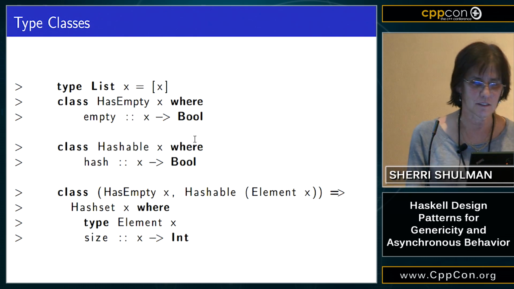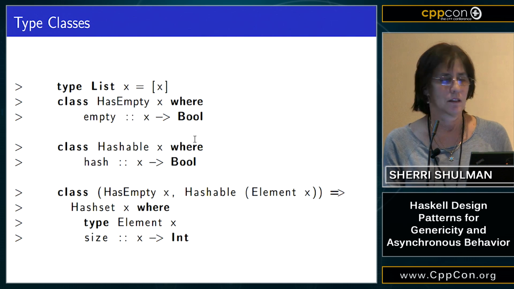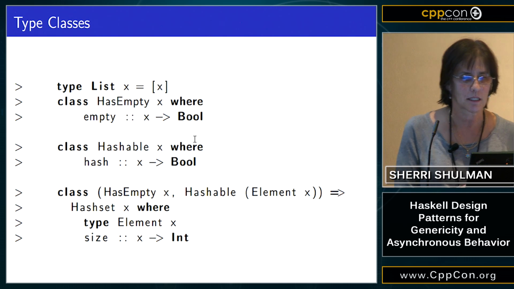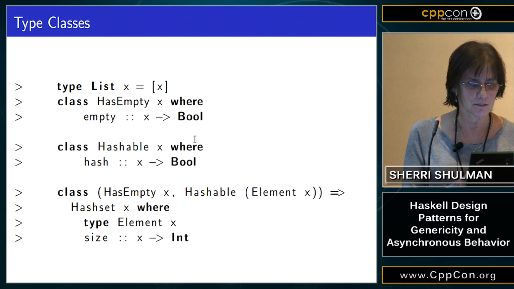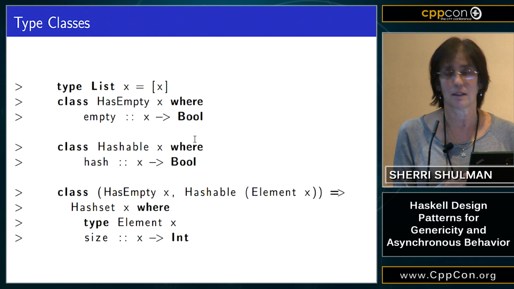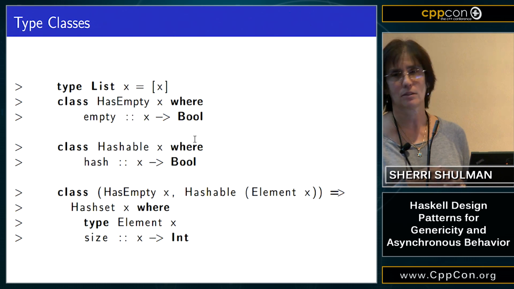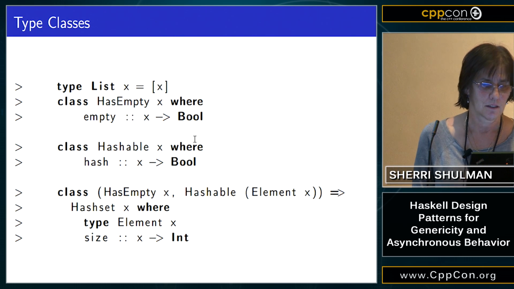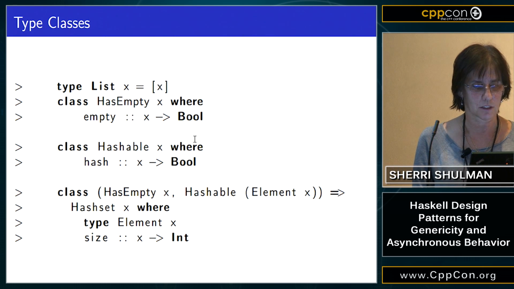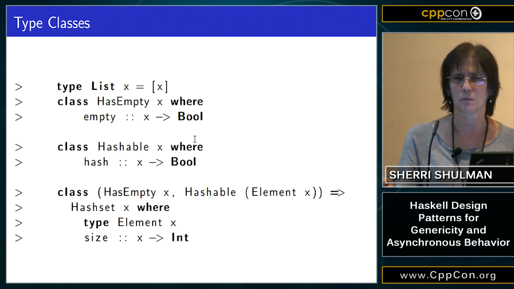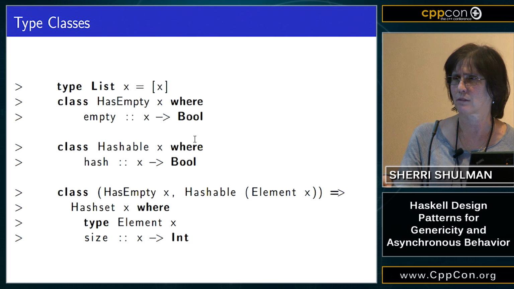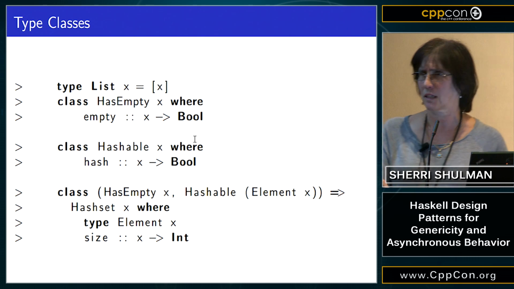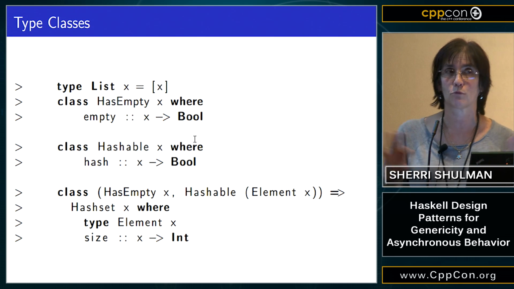Okay, over here is an example of a context. Down here, assuming that X has an empty and that element X, which is a type, is hashable, then X is also a hash set. This is just a declaration down here, type element X. It's a little bit like a prototype in C++ where you have to declare that a qualified type is in fact a type. So this has the same role here.